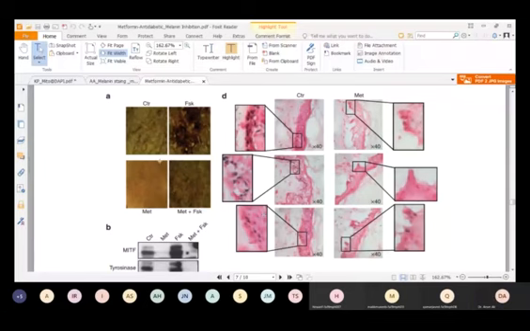So do you have any question about cell staining or tissue staining?